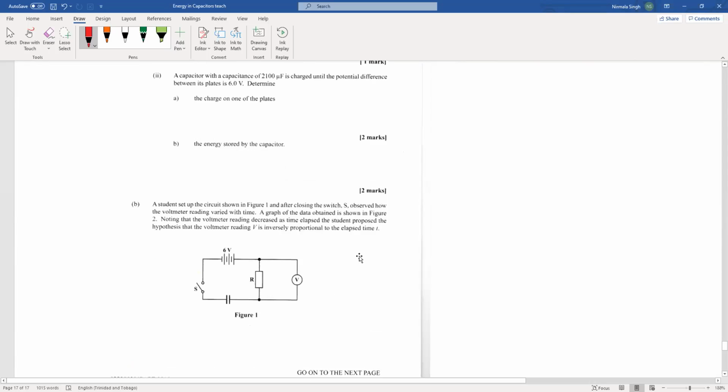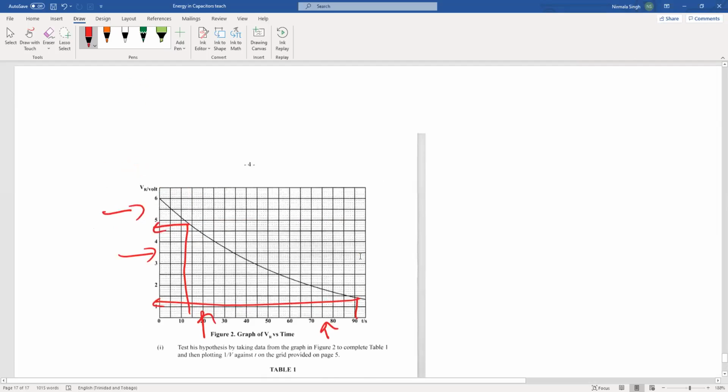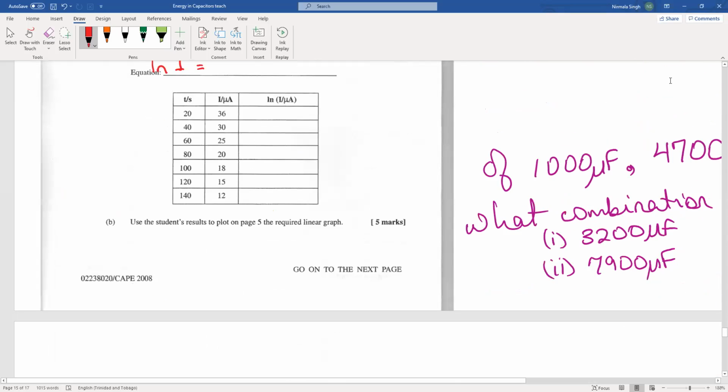Where is the graph page? I will put in the full question, the 2 full questions, and you all will do them out and see how well you get. I will post up the solutions right afterwards, so you'll see what you got from doing the question.